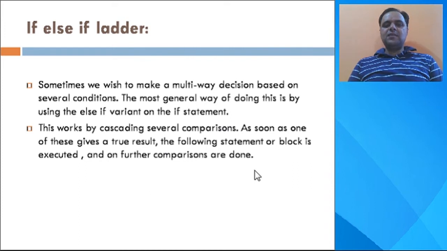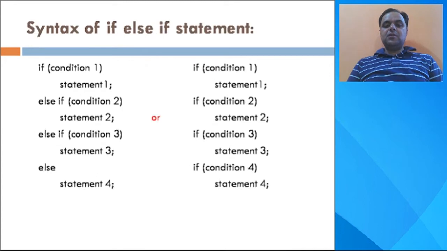As soon as one of these gives a true result, the following statement or block is executed and no further comparisons are done. So when a condition gives a true result, then the block in that condition will be executed. The general syntax of this if else if statement is: if condition 1, statement 1, else if condition 2, statement 2, else if condition 3, statement 3, else statement 4.